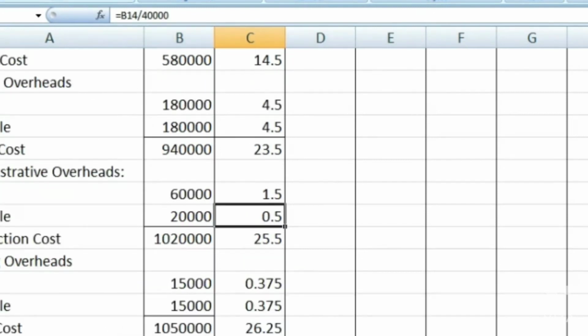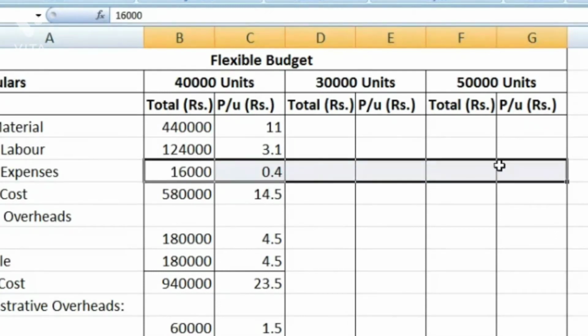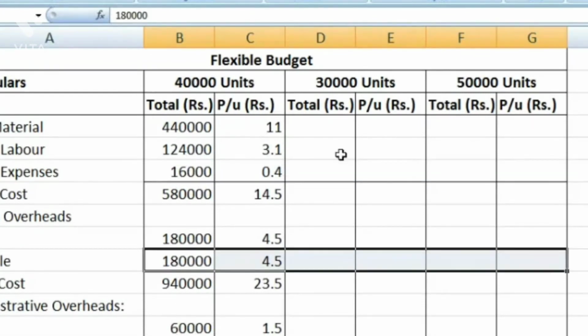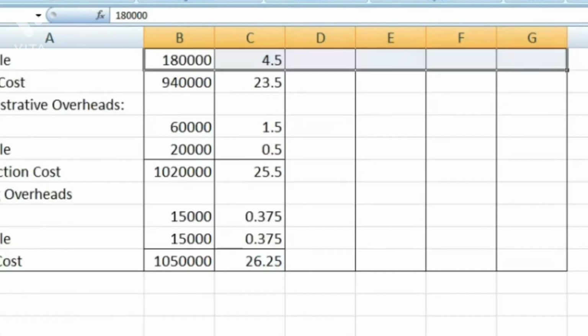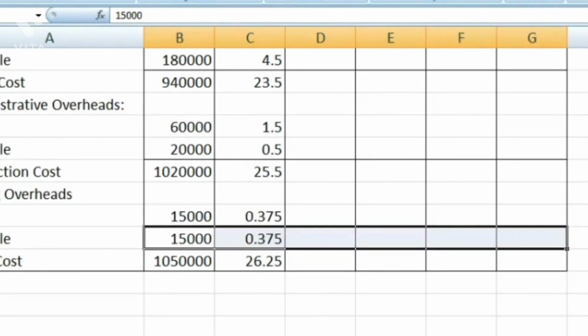So this is the base information provided to you. On the basis of that, you prepare your flexible budget for 40,000 units. The 40,000 unit per unit cost sheet is calculated. Okay, now you are required to prepare the cost sheet for the remaining levels. Now we have to complete the remaining levels. Okay, let's see how we prepare it.